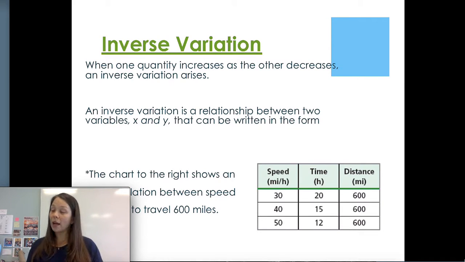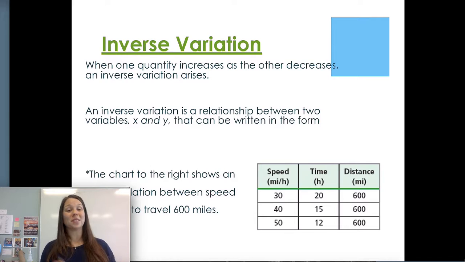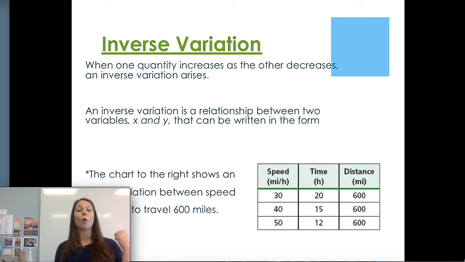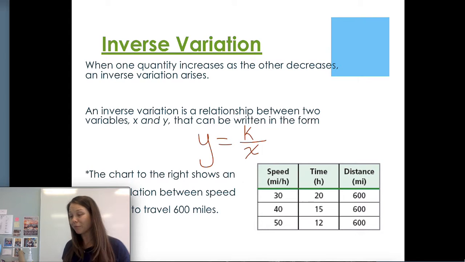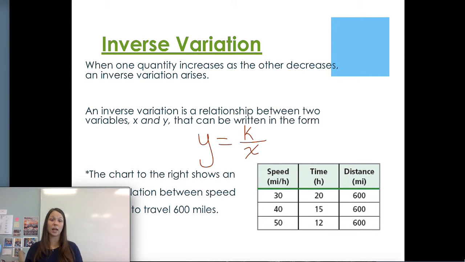Inverse variation is the inverse of that, right? So direct variation is y equals k times x, where k and x are being multiplied. Well, what's the inverse of multiplication? Well, that would be division. So our inverse variation function is y equals k divided by x. That's inverse variation, right? Because division is the inverse of multiplication.